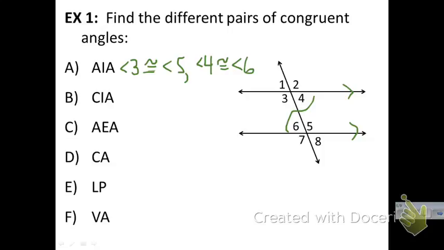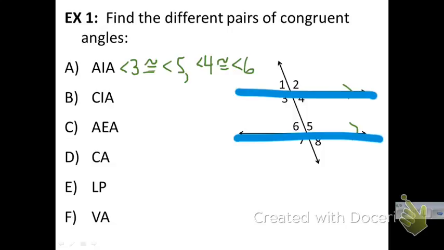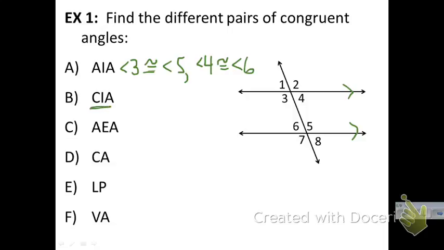Okay, our consecutive interior, that means we are inside those lines, and consecutive, we're on the same side. So the angles that are inside and on the same side, these are not congruent, but we can write a statement about them. So we're going to say that the measure of angle 3 plus the measure of angle 6 equals 180. And then the other pair, measure of angle 4 and measure of angle 5 equals 180.